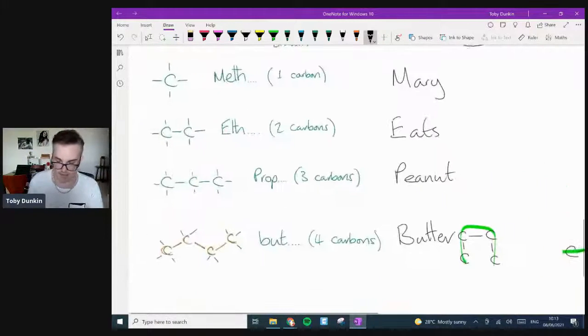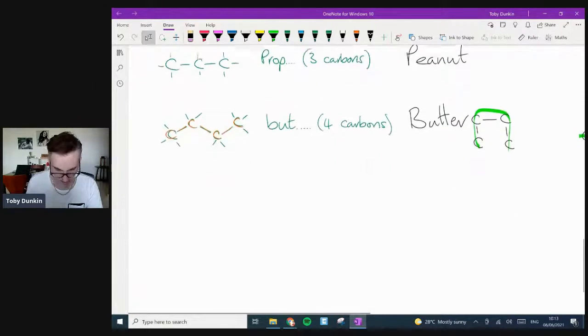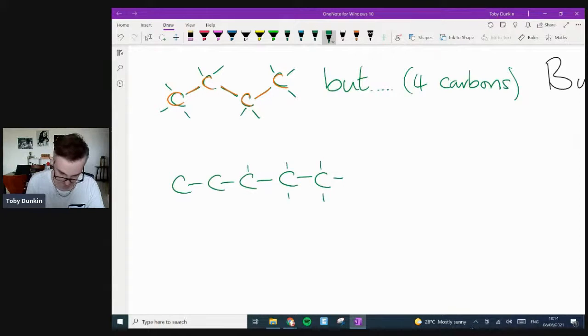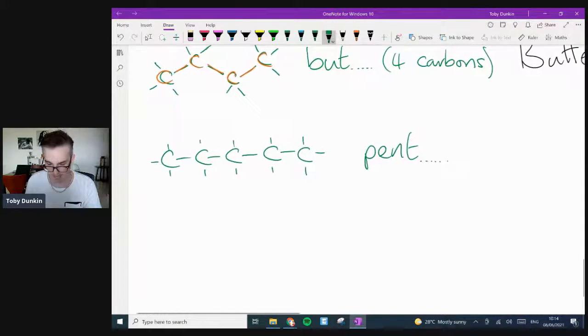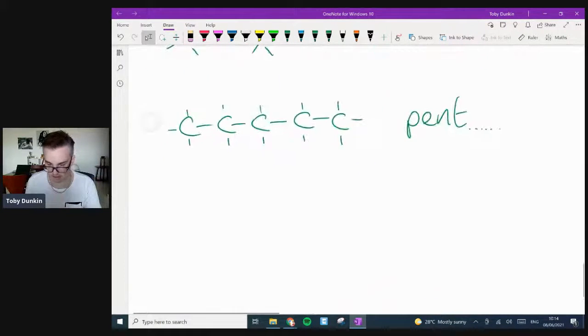The reason being is the first 4 are the only ones you really need to learn, because the rest of them are really easy. 5 carbons in a row is pent. This now becomes a whole lot easier. This is now dropping into maths. Pent, pentagon, 5-sided shape. Pentane, 5 carbons, all carbon-carbon single bonds.